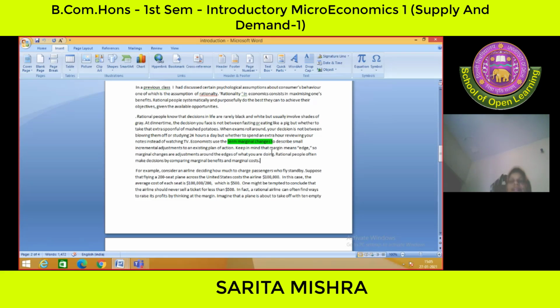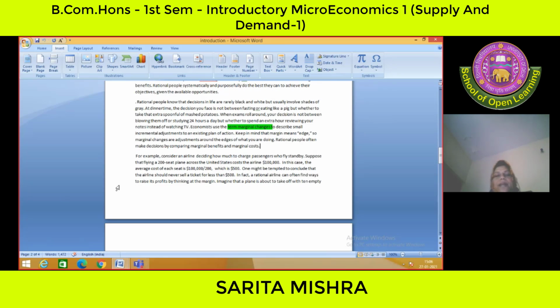Now, this marginal thinking, benefiting at the margin, is very peculiar to our subject, because what we assume is rational people know that decisions in life are rarely black and white, but usually involve shades of gray. So economists use the term marginal changes to describe small incremental adjustments to an existing plan of action. Marginal changes are adjustments around the edges of what you are doing, and rational people often make decisions by comparing marginal benefits and marginal cost.